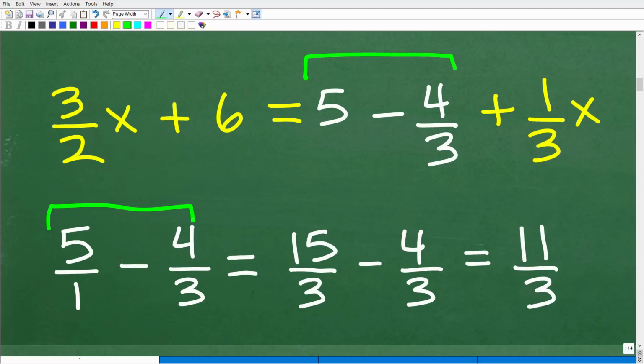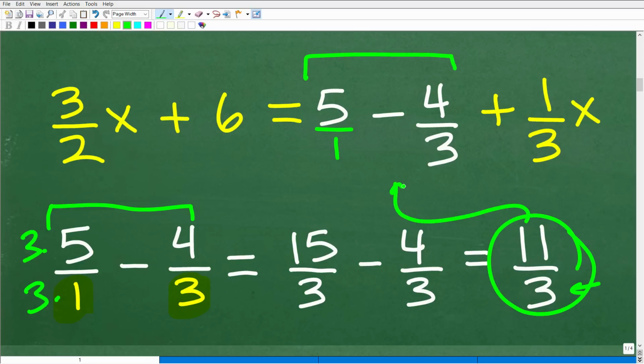Okay, so we're talking about subtracting fractions. We need to have the denominators the same. So I have 1 and 3. Of course, 5 can be written as 5 over 1. So I need to rewrite this such that we have the LCD. We're going to multiply this fraction by 3, both the top and bottom, so we get 15/3. Again, if you do not understand what I'm doing, you need to work on your fractions. So this is going to be 15 over 3 minus 4/3. We have the same denominator, so we subtract the numerators. 15 minus 4 is 11. So this is 11/3 right here.